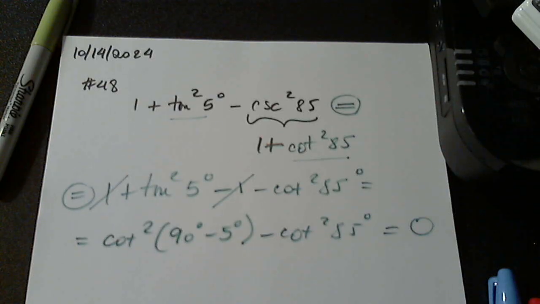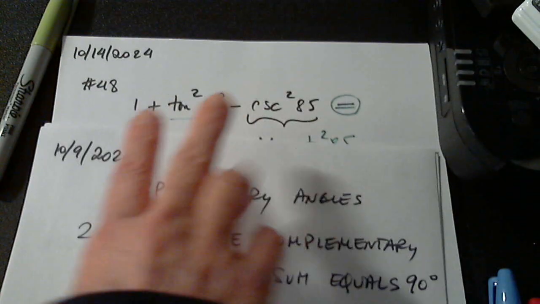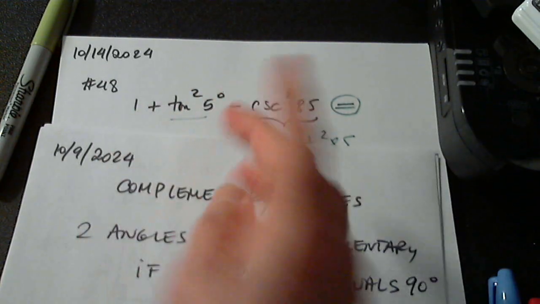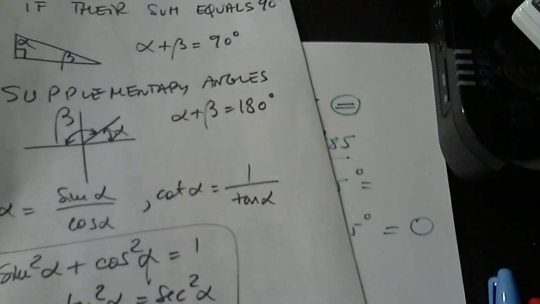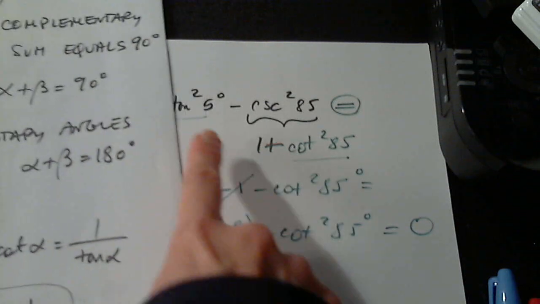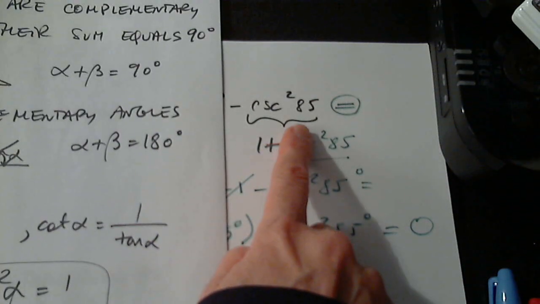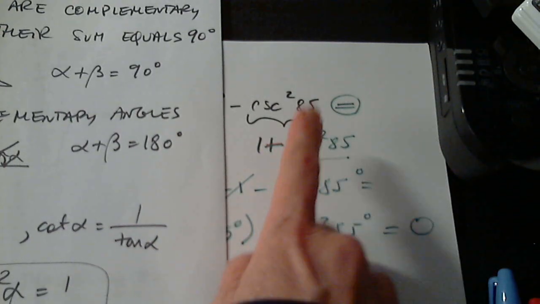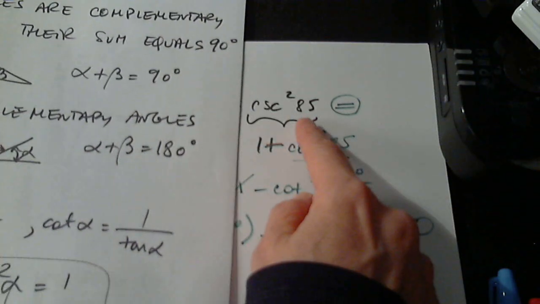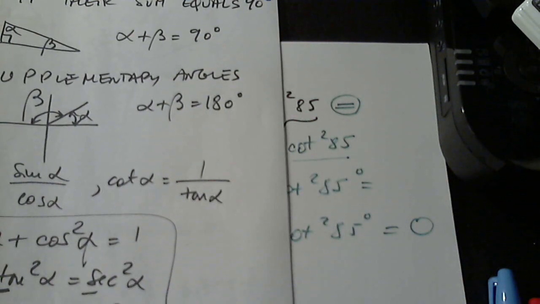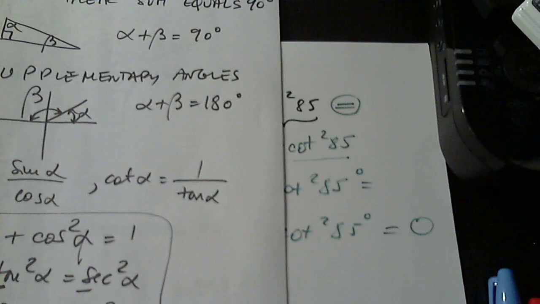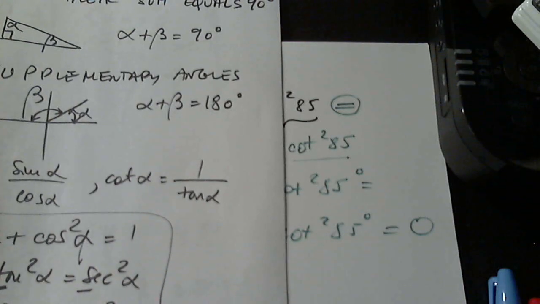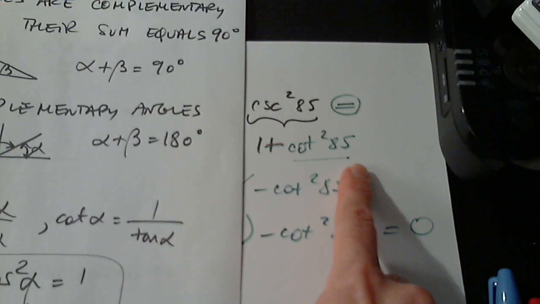So always go back to basics. The first option: if I change the 1 plus tangent squared into secant squared, then what do I do with secant squared and cosecant squared? So the other option is the cosecant squared. Cosecant squared of 85 is 1 plus cotangent squared of 85. So that's what I wrote here.